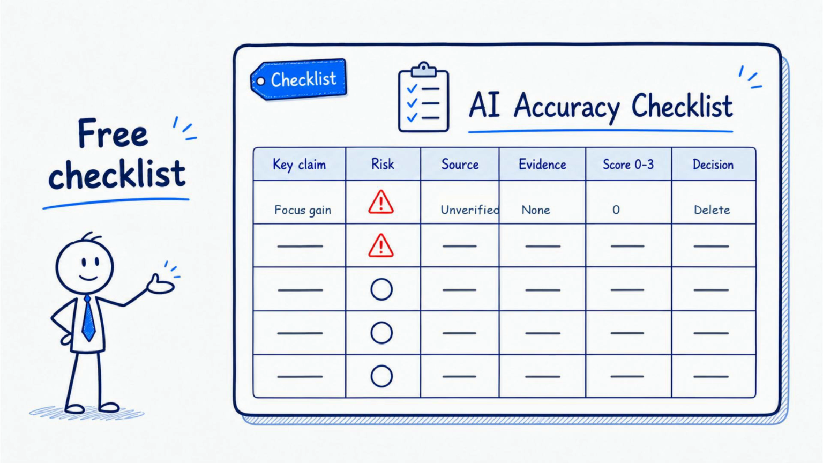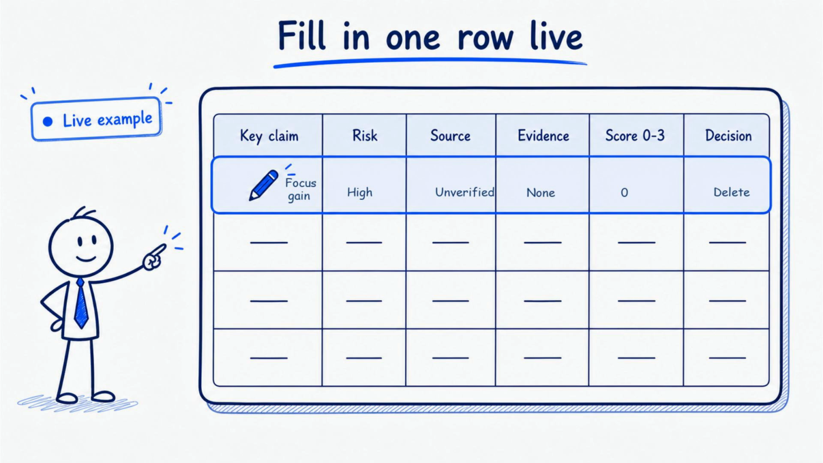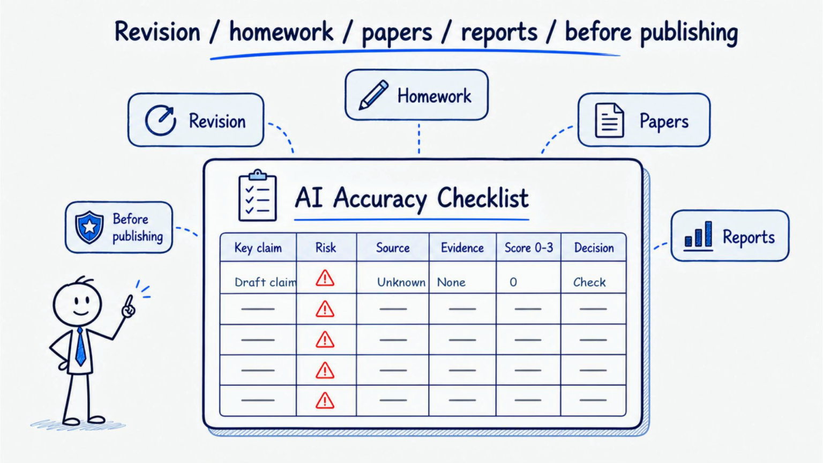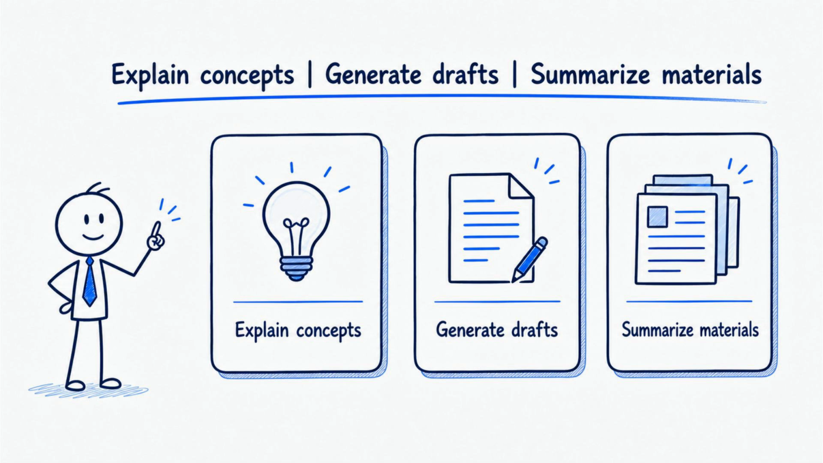In the second half of the video, I will also use a free ChatGPT-generated content accuracy checklist and fill in one example row with you. You can put ChatGPT's key claims into the checklist, then judge them step by step based on the source, evidence match, credibility score, and final decision. This way, whether you are working on revision notes, assignments, papers, reports, or content before publishing it publicly, you can run it through a quick check first.